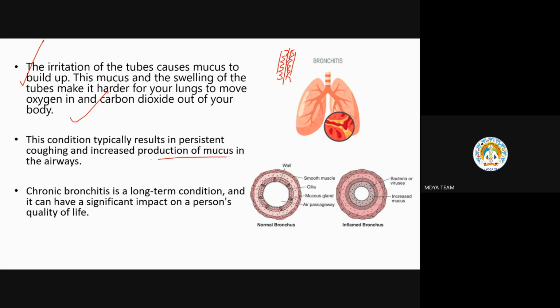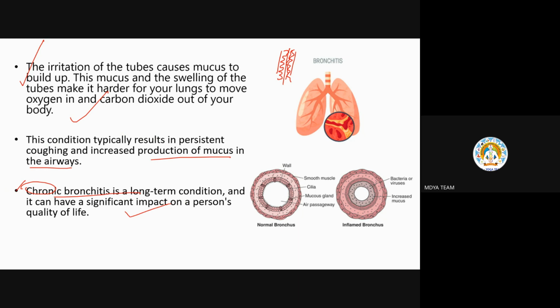Why increasing mucus production? Because it wants to save itself, and as a reaction it is showing that. Now chronic bronchitis is a long term condition. The word chronic itself means long term condition. Though there is a classification into two, acute and chronic, we are studying chronic bronchitis, so it is a long term condition and it can have a significant impact on the person's quality of life.